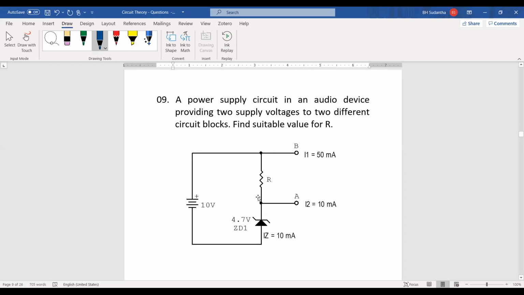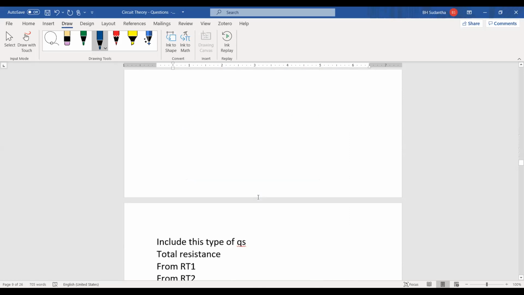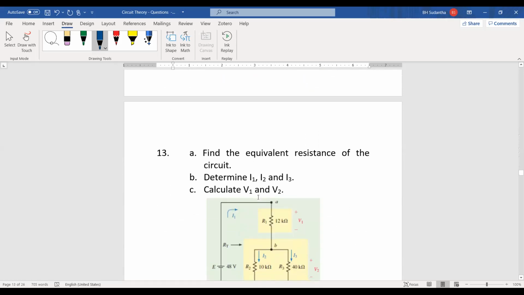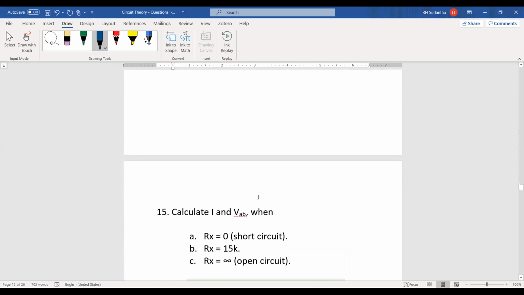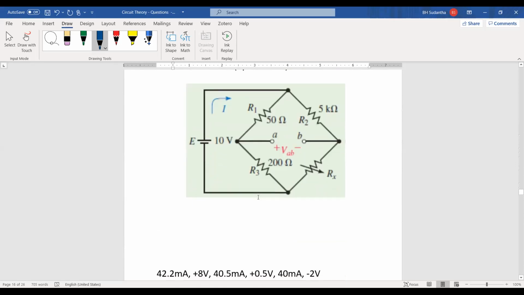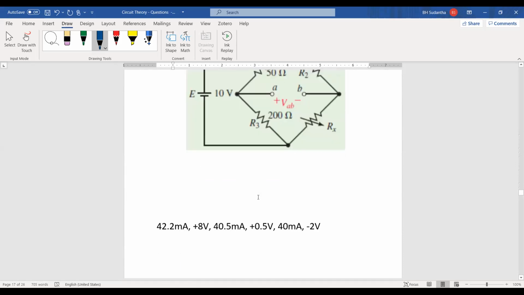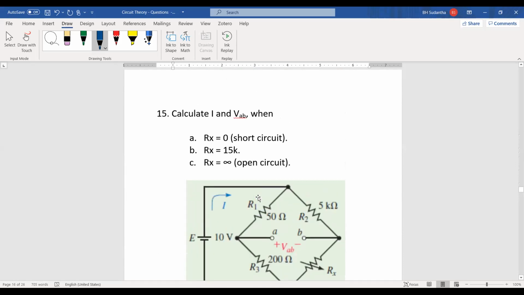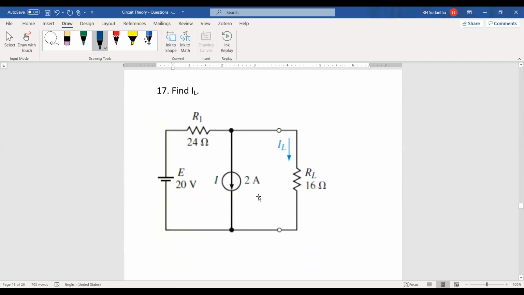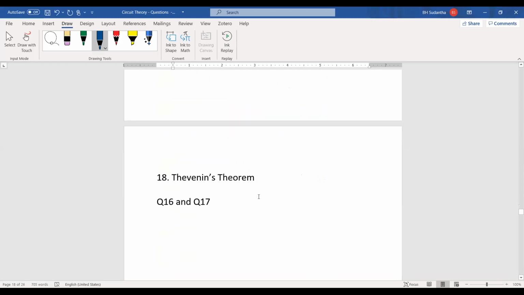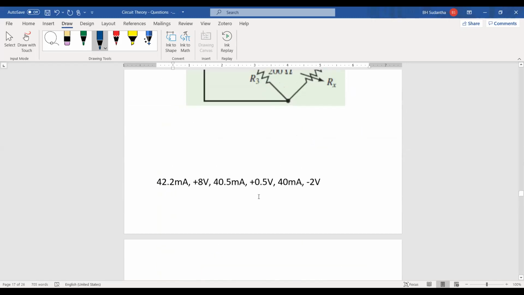we have to do question number 9, 10, 11, 12, 13, 14, and 15 and 16 also. Okay. Then up to question number 17, we have to complete before we start the next section.